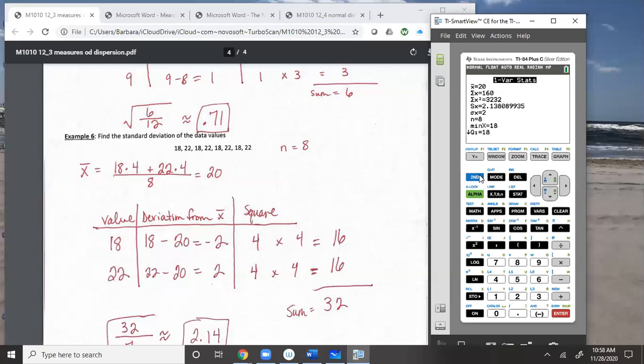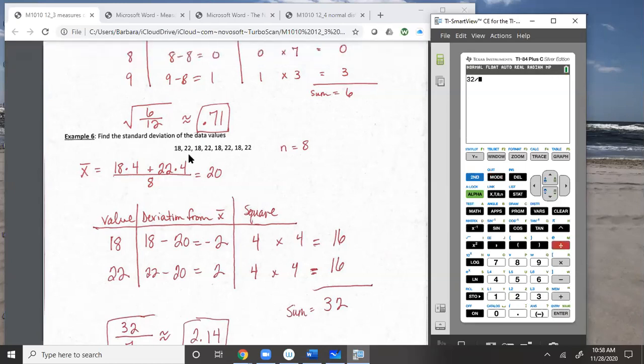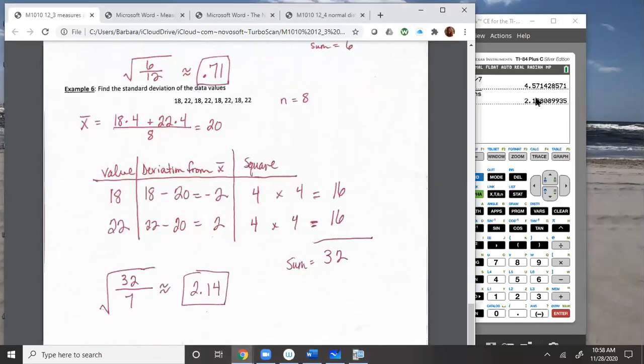Okay, so if we were to do this using the table, the sum is 32. We divide by n minus 1. So here we have 8 numbers. Subtract 1, and we get 7. Then we take the square root of the answer, and that's 2.14. So just another way to do it.